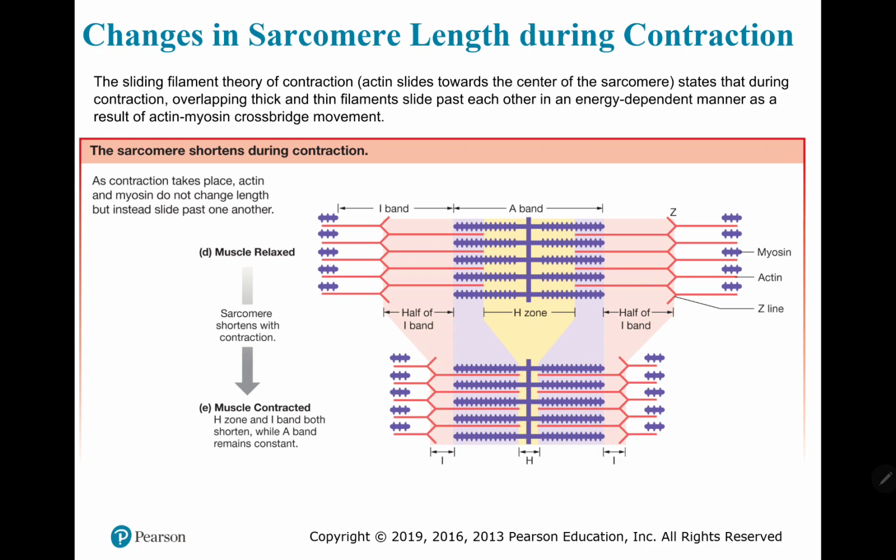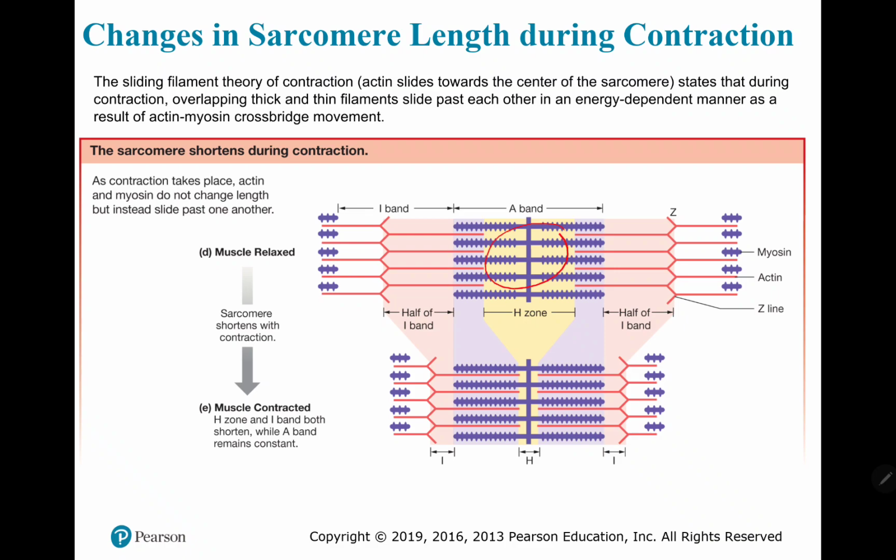Now, remember that the sarcomere length will change during a contraction. So understanding the sliding filament theory, right, is where actin slides toward the center of the sarcomere. This is going to be during a contraction. So we have an increased overlapping of the actin and the myosin, the thin and the thick filaments, because they're going to slide past each other.